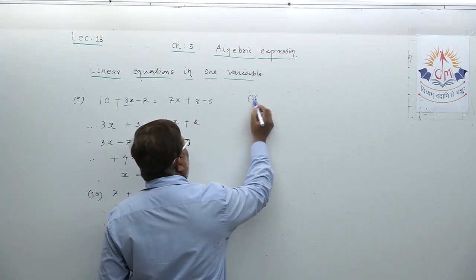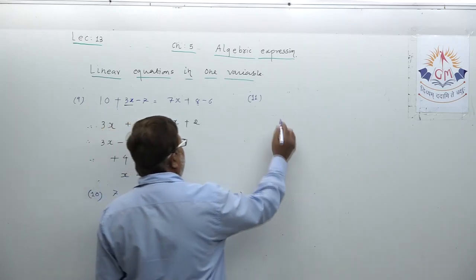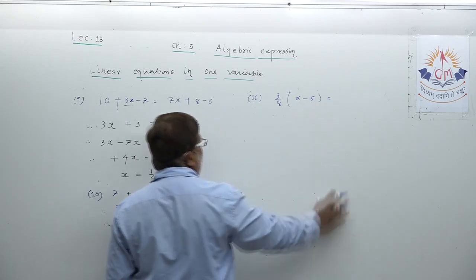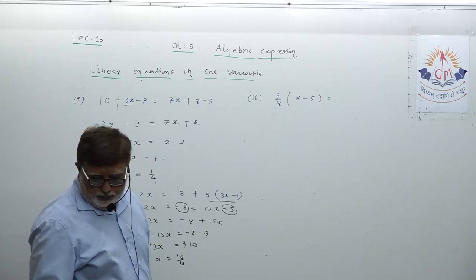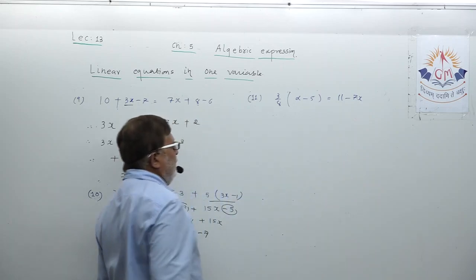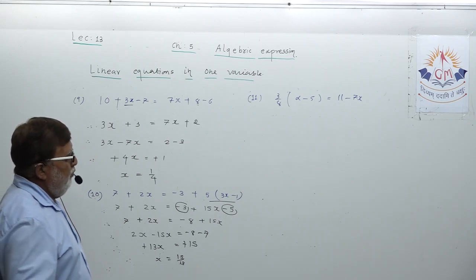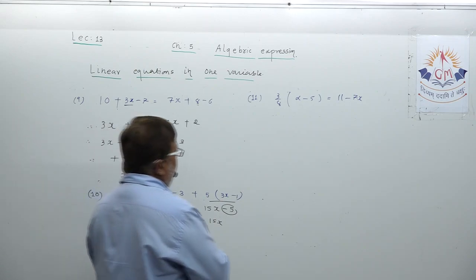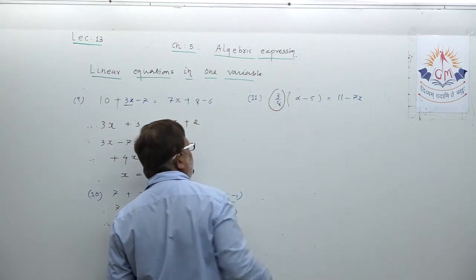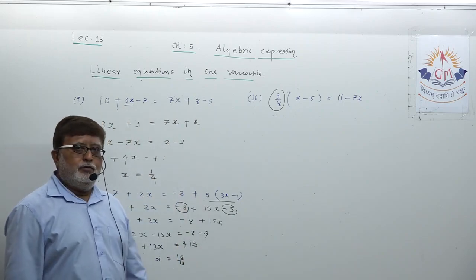Example 11. Suppose it is like this, dear student. Let me take it for you. 3 upon 8 in bracket x minus 5 equals 11 minus 7x. Again, dear student, the contrast with the previous example. Okay, be very watchful. Here you will get confused about what to do with this. Otherwise, the rest of the sum is like the previous simple example. But here it is stopping.